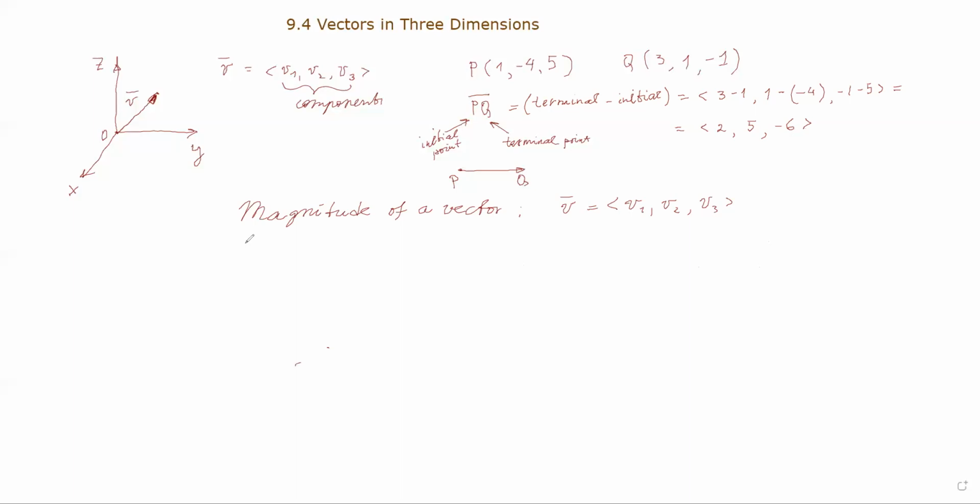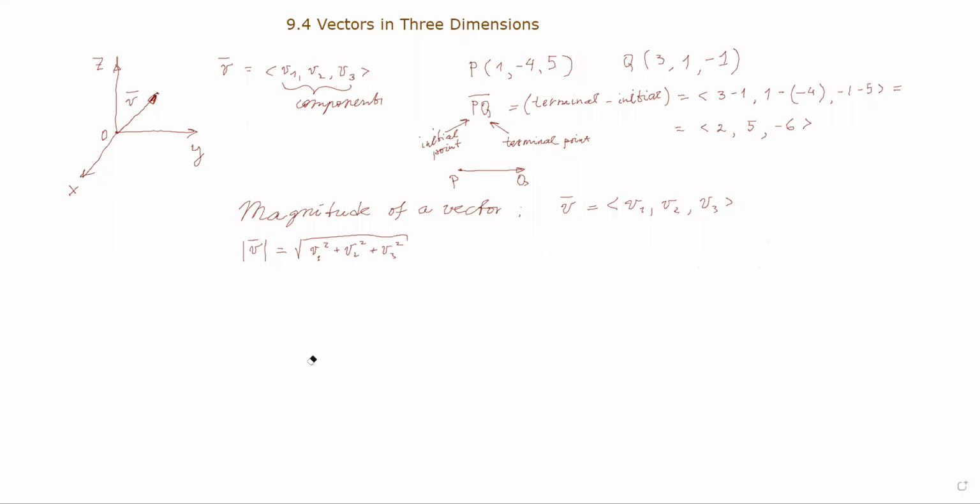I'm going to write down that usually we use straight brackets for magnitude, and that's going to be the square root of the first component squared plus the second component squared plus the third component squared. So basically it's just a distance. Okay.